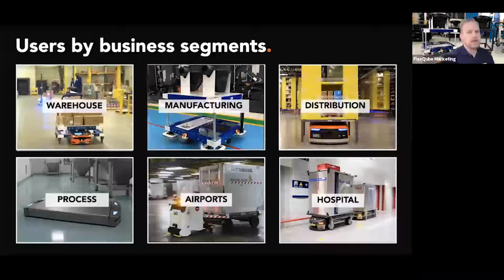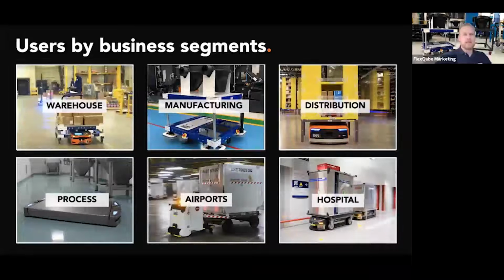If we look at this from the top, we can see the business segments as different users. So we have the warehouse where we move totes, boxes, and pallets, and so on. We have manufacturing where we use automation to move material kits, sub-assemblies, and so on. We have distribution focusing more on parcels and picking racks where you load all the items before they are shipped. We are using automation in the process industry to move raw material, fluids, and finished products.